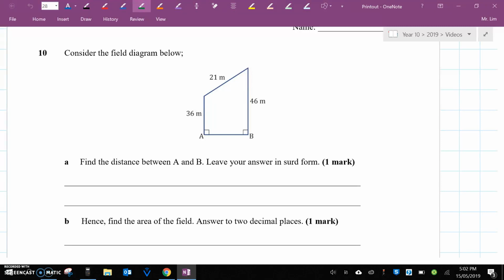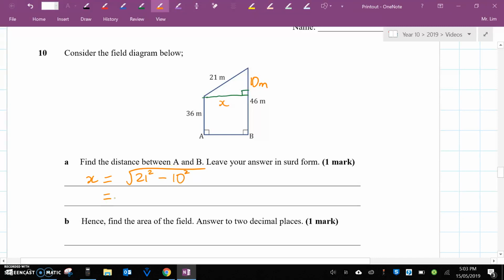So in order to do this, let's just create the same line there. We've now got a right angle triangle. Because this whole length is 46 and this length is 36, that means that this little section has to be 10 meters. Now we can use Pythagoras' theorem to work out the length of AB, or x. So because x is the shortest side, we're going to have the hypotenuse squared minus the other shorter side squared.